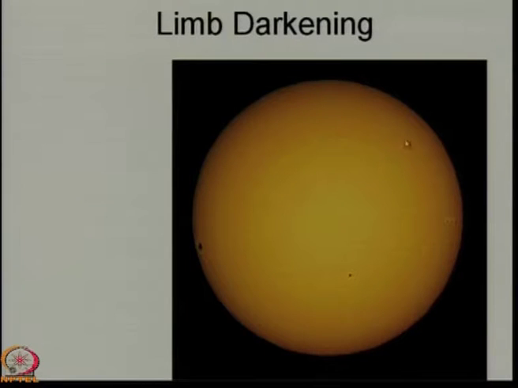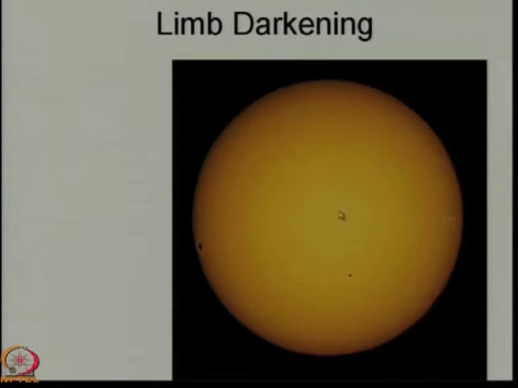So, the outer regions get darkened. The outer regions of the sun appear to be darker. Now, if the sun were a black body of the same temperature, then it should appear equally bright, because the temperature is the same everywhere, right. So, this seems to indicate that it is not exactly a perfect black body, there are some deviations from that.